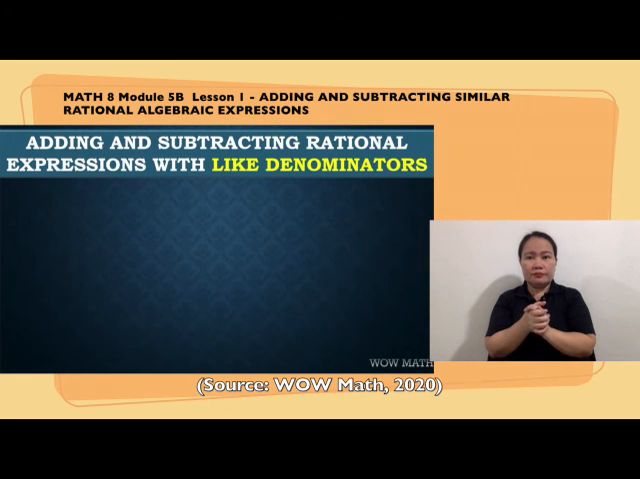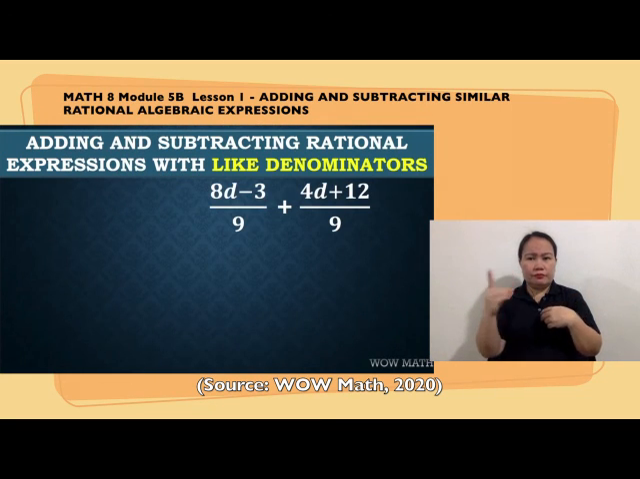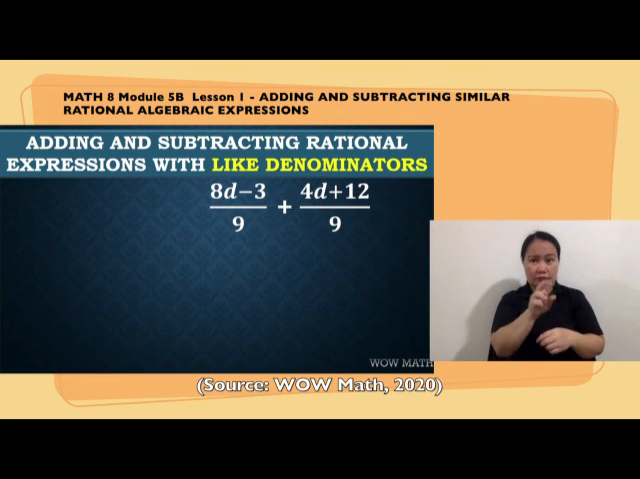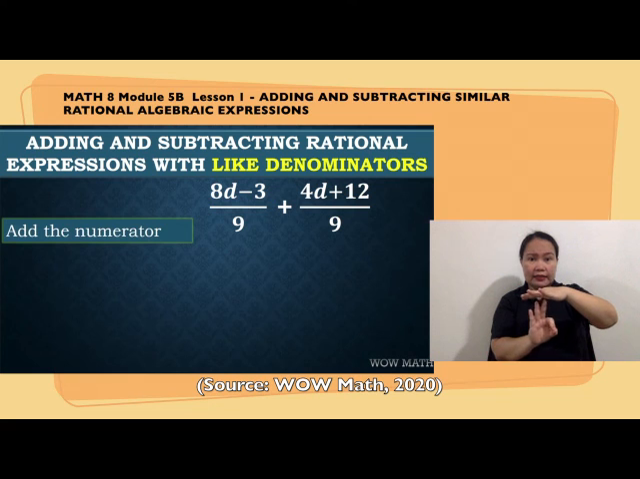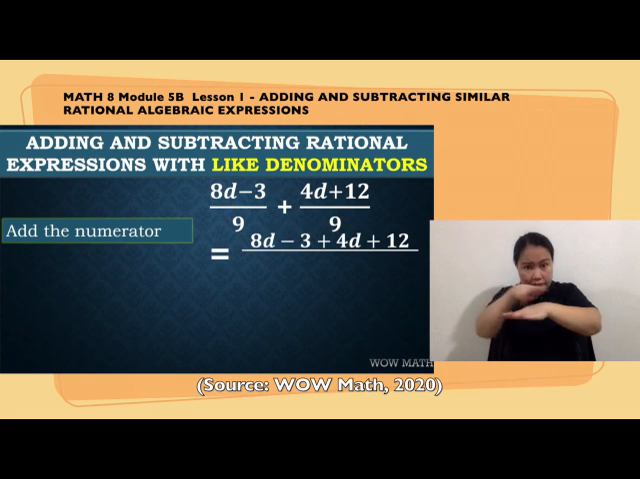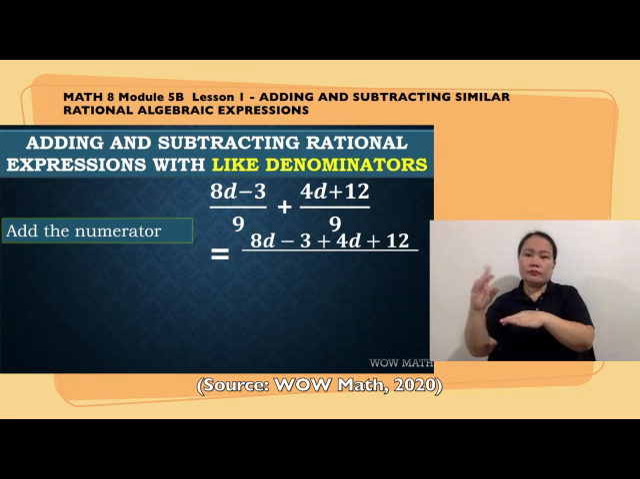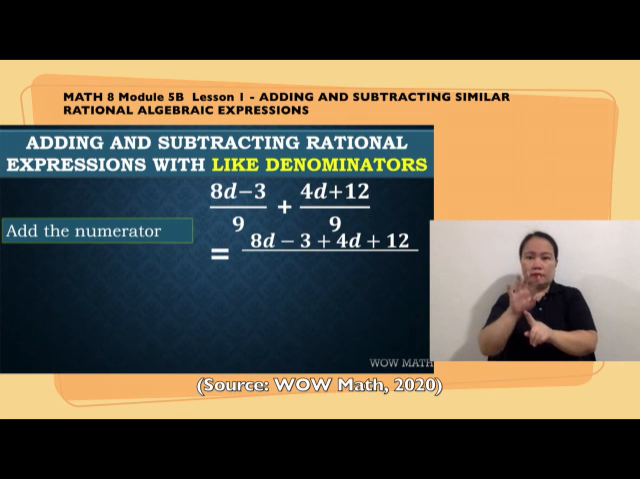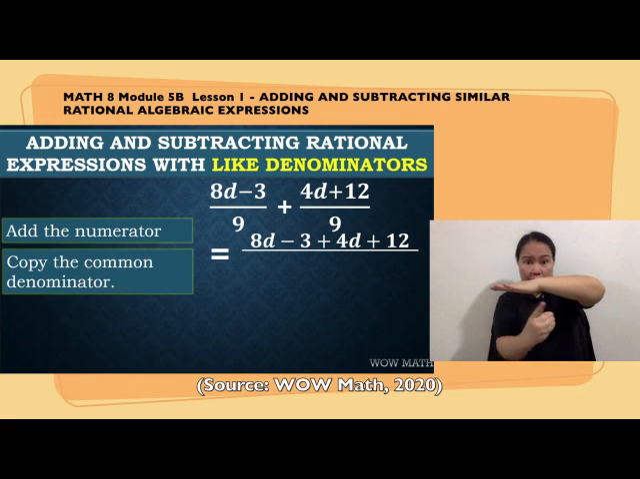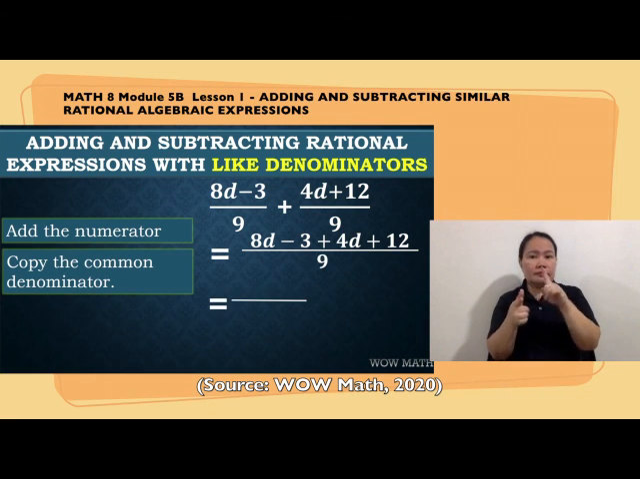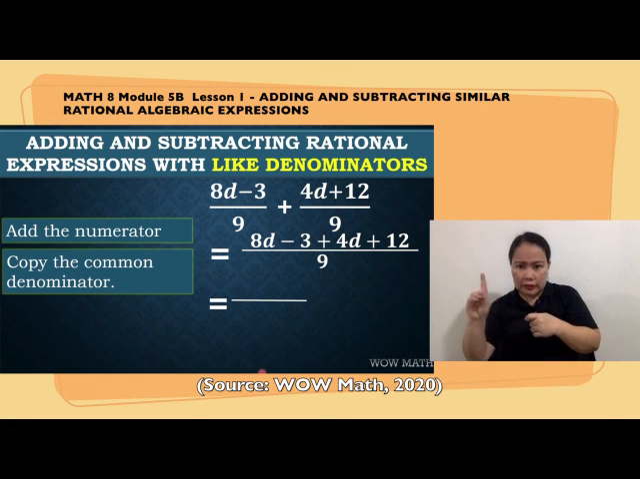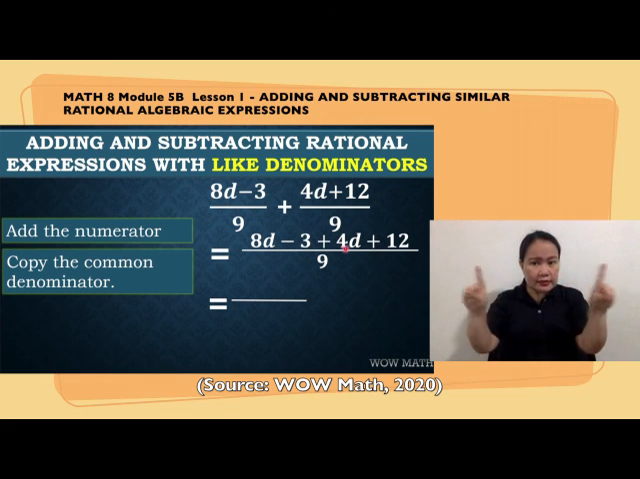Next. I have 8D minus 3 over 9 plus 4D plus 12 all over 9. First step is add the numerator. So, we will have 8D minus 3, pagsasamahin lang natin siya, i-combine natin, plus 4D plus 12. Okay, and then copy the common denominator, which is 9. Next step is we will combine similar terms. Magko-combine tayo ng similar terms since pareho tong D.